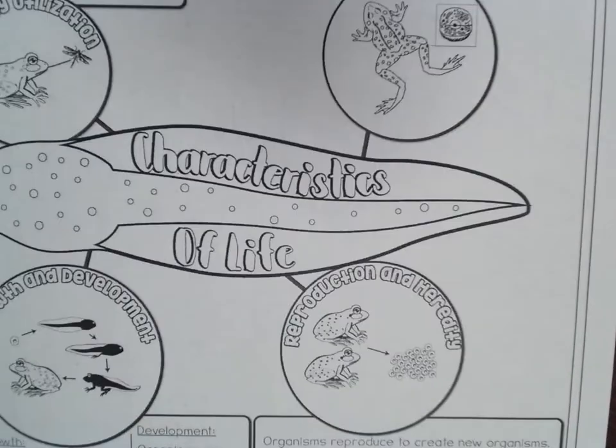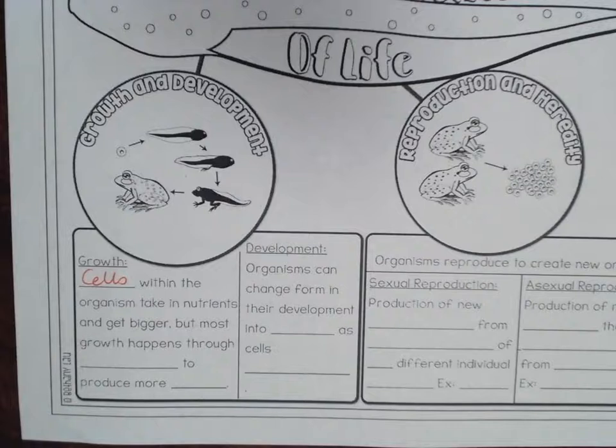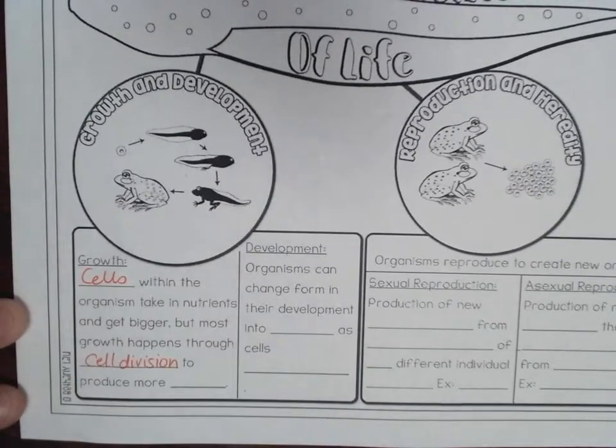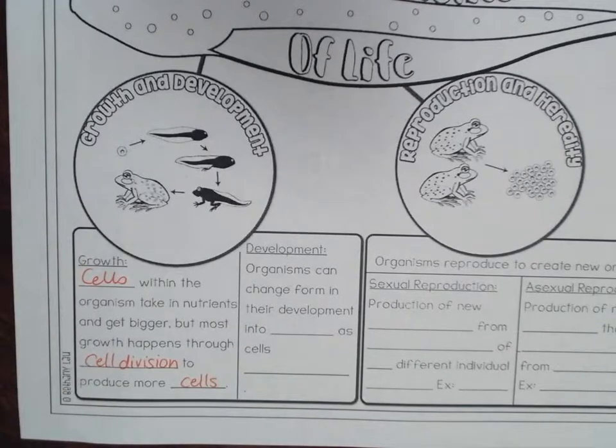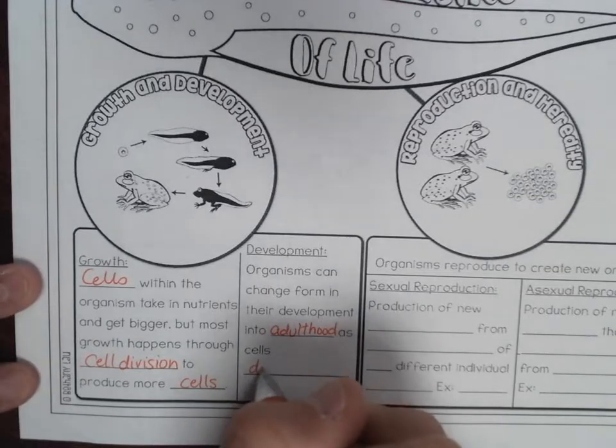Okay, moving down here to the bottom. In order to be alive, the individual must grow and develop. So cells within the organism take in nutrients and get bigger, but most growth happens through cell division to produce more cells. So growth is, sometimes the cell gets bigger, but most of the time growth is in reference to cells dividing, more and more cells dividing and becoming a bigger organism. And then development is organisms can change form in their development into adulthood as the cells differentiate.